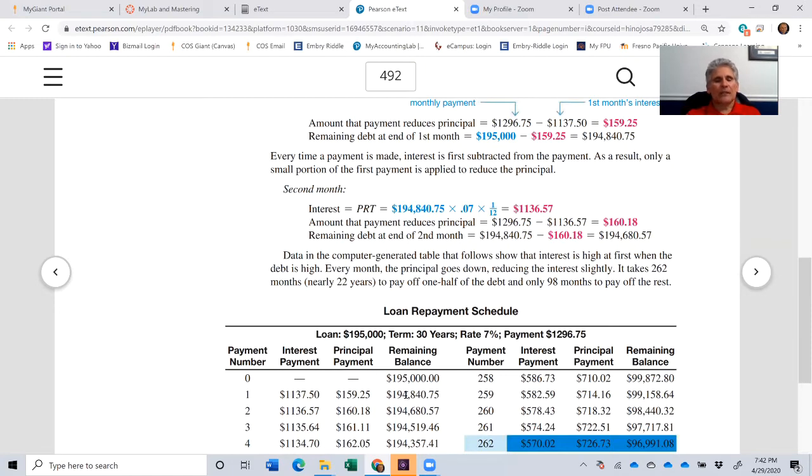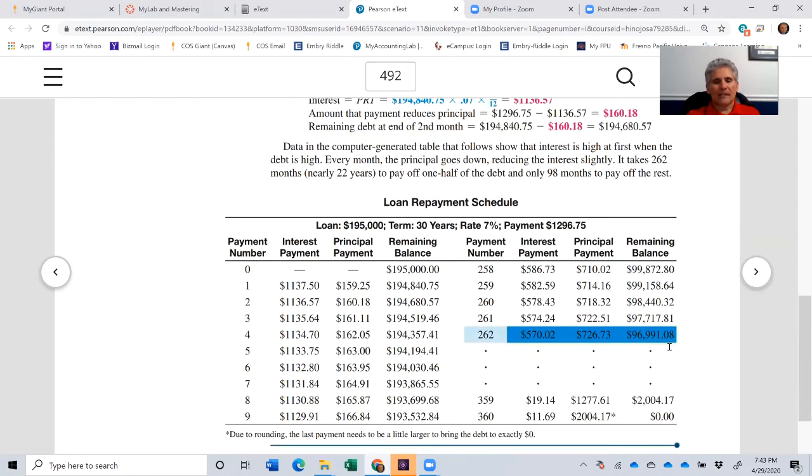So this is just a schedule that shows exactly how the payment is occurring every time we make a payment. We can plot this out all the way through to the end of the loan, 360 payments for 30 years. We'll do the second payment. The second payment had $1,136.57 applied to interest, $160.18 towards the principal, and so we have $194,680.57. That's the remaining balance. That's what we had up here.